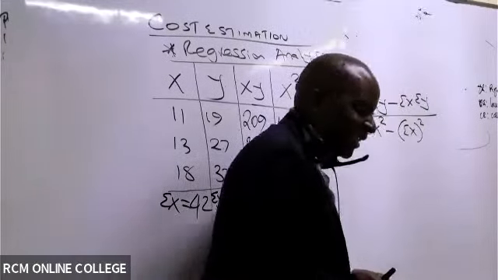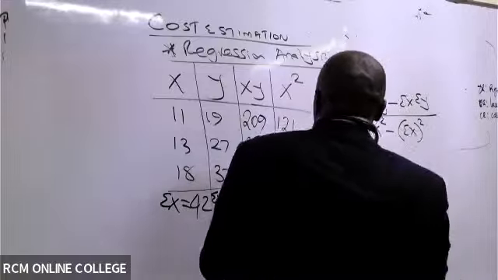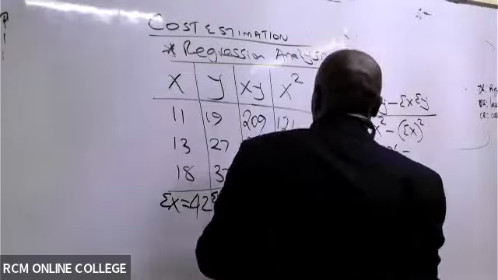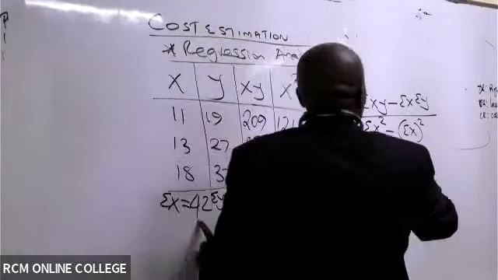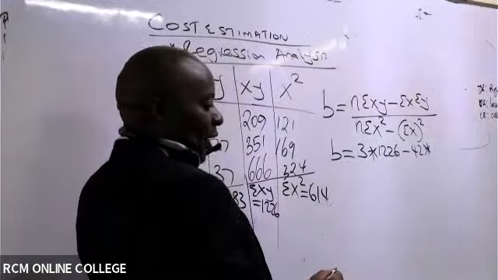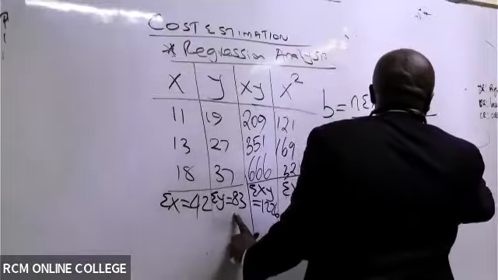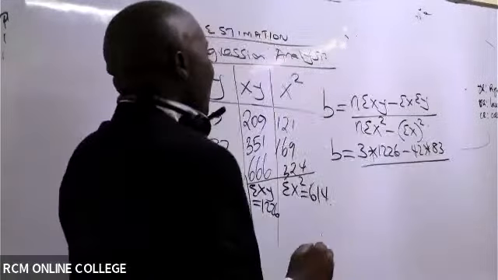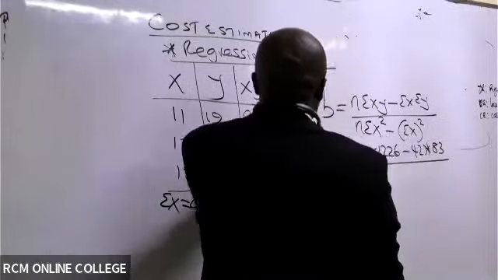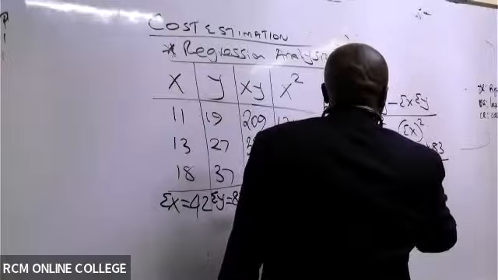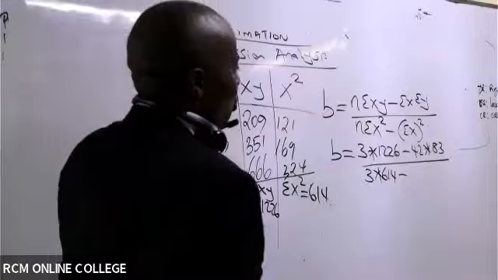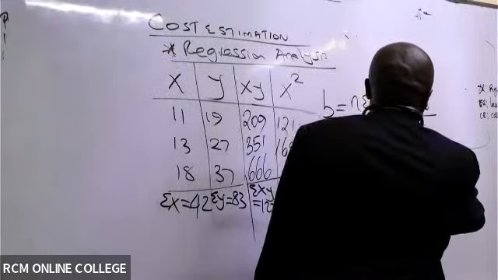So B will be equal to N, which is 3, multiplied by the summation of XY, which we already have here, 1226, minus the sum of X, which is 42, times the summation of Y, which is 83, all over N, which is constant at 3, multiplied by sigma X squared, which is 614, minus the sum of X, 42, all squared.